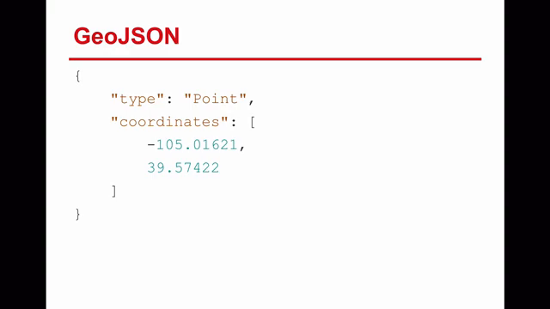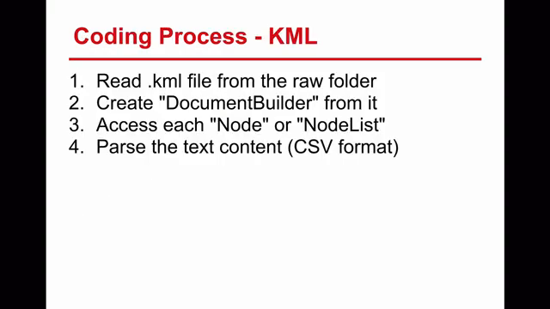So when you're using JSON or XML in Android programming, you need to take certain steps. Let's look at the KML example. Let's assume you have some file name .kml in the raw folder. So you need to read the KML file. Then you have to create an object, document builder. So document builder is something for the XML, and you can access the node or node list using document builder.